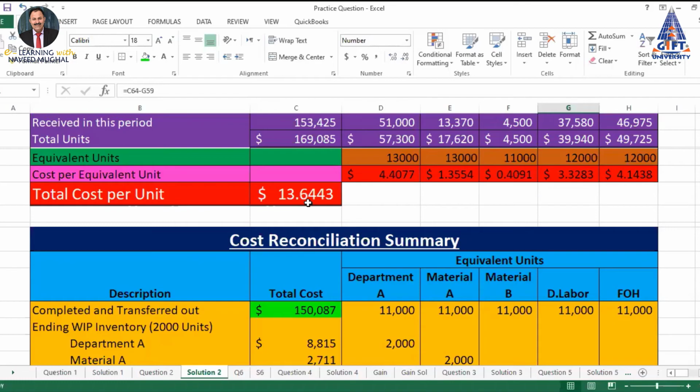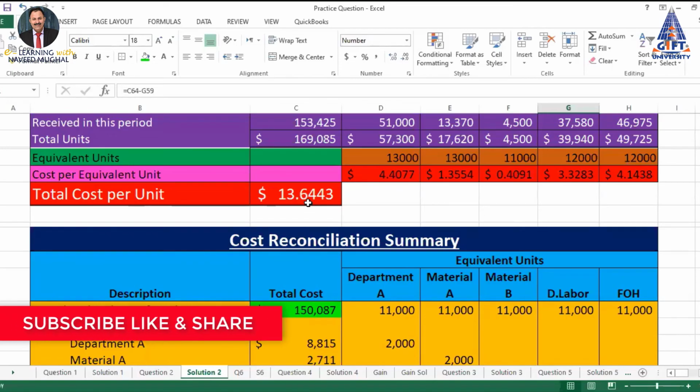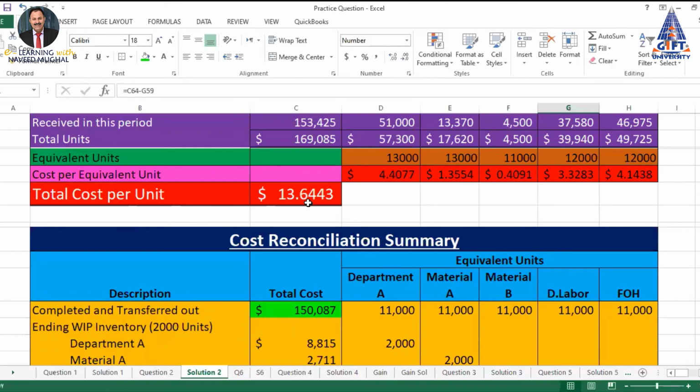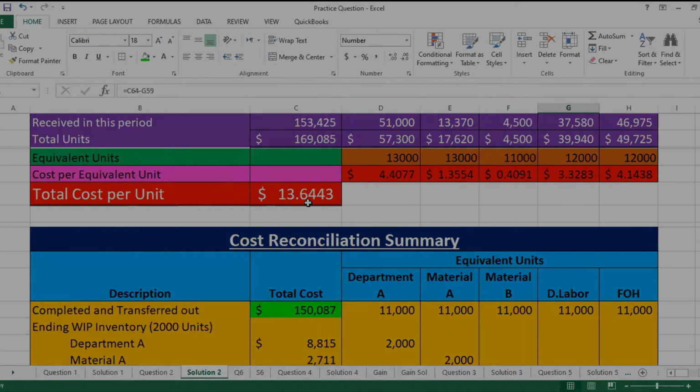So hopefully you have understood the whole concept of applying or calculating normal lost units to the production, the calculation of equivalent units, and the preparation of the cost of production report in the condition of normal spoilage during the process, which is charged to finished products and finished units and work in process units.